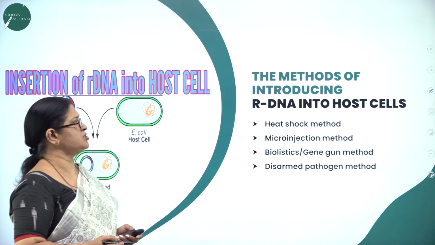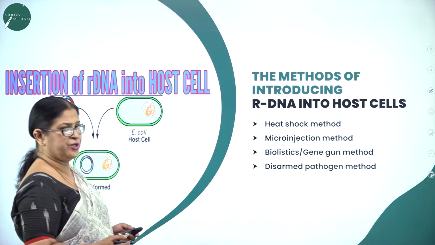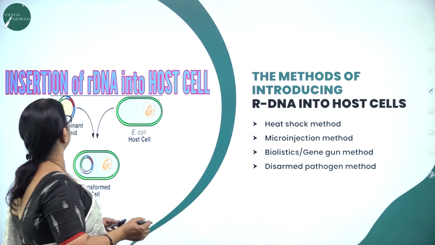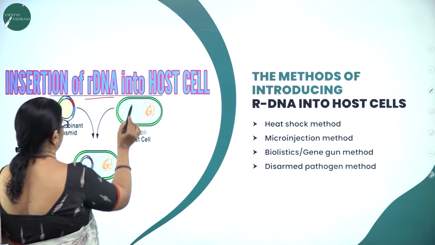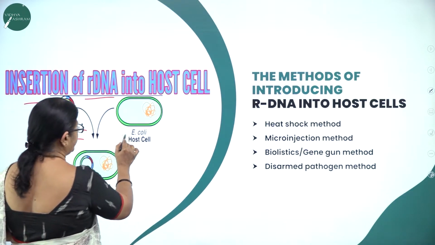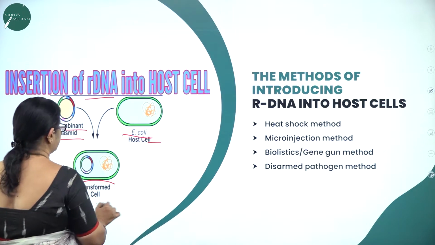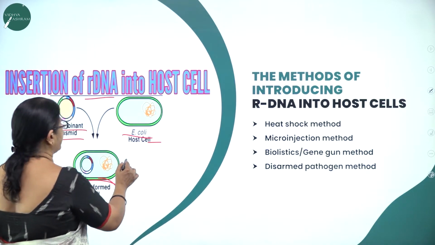Moving on to the methods of introducing rDNA into host cells. So what are the methods? Here you can see insertion of rDNA into host cells. Recombinant plasmid, E. coli, that is a host cell, and this is the transformed cell. So here you can see in the diagram.